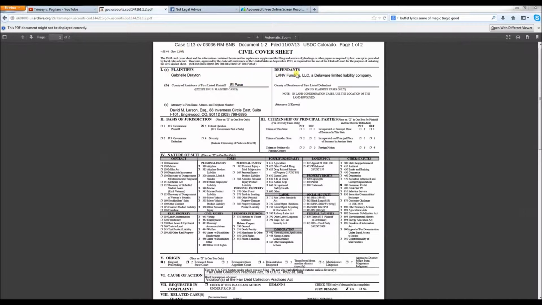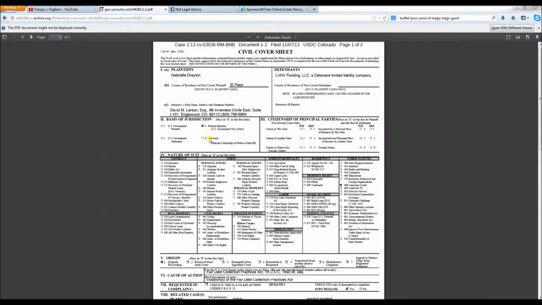Now the defendants. This person is suing LVNV Funding LLC, so you would list that there. The person that filled this out put comma, Delaware Limited Liability Company. I've never put that on there, but you sure could. Attorneys, if you know them, you're not going to know them, so leave that blank. Even if you have gone to Pacer and you think you know who they're going to be, I would leave that blank. So the basis of jurisdiction, section 2, yours is going to be a federal question.